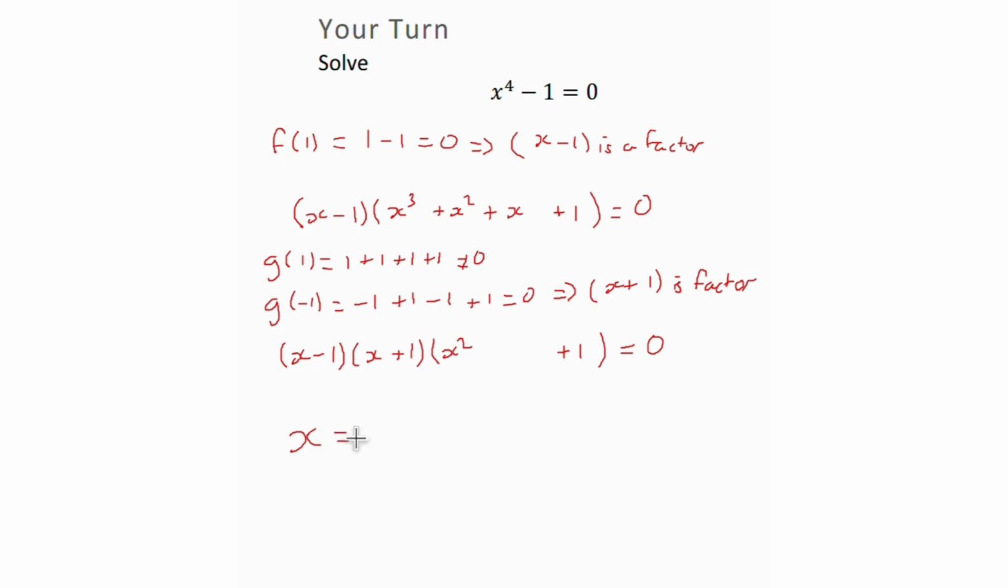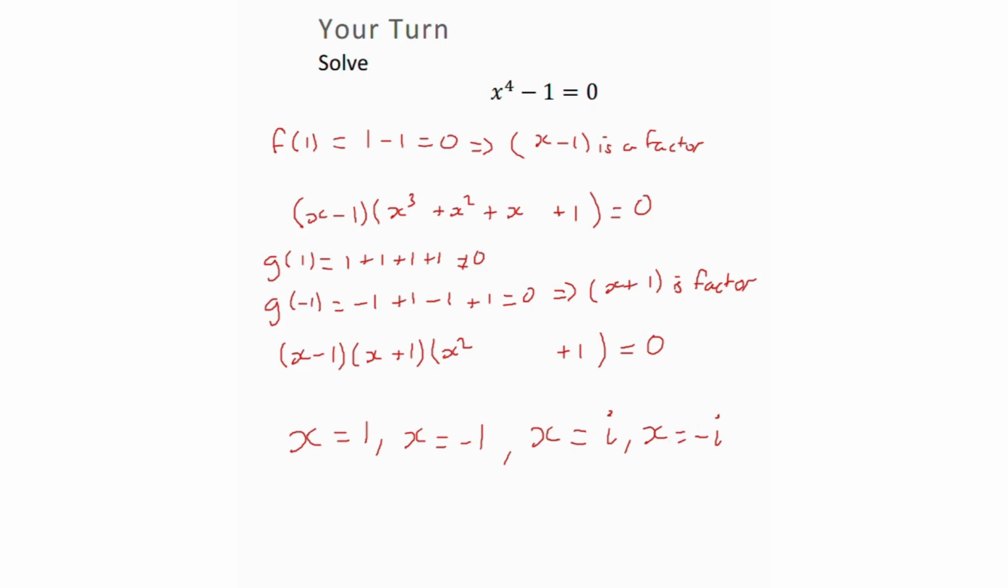If I'm looking in the real numbers, I've got x equals 1 and x equals minus 1. And if I'm including complex solutions, I've got x equals i and x equals minus i. 4 solutions, including the 2 complex ones.